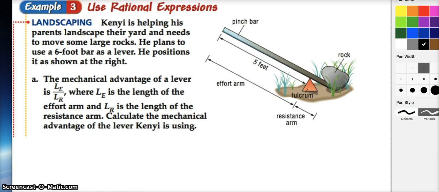We're going to use a rational expression. Here we have Kenyi, and he's helping his parents landscape their yard, and he needs to move some large rocks. He plans to use a 6-foot bar as a lever. He positions it as shown to the right.